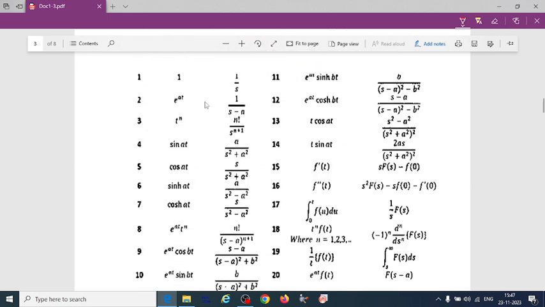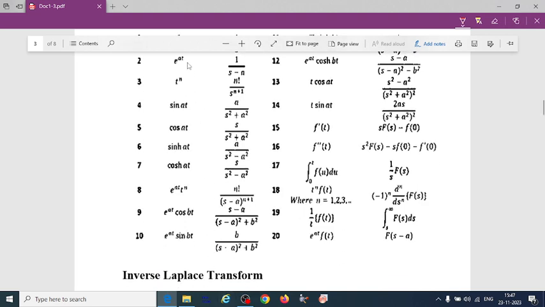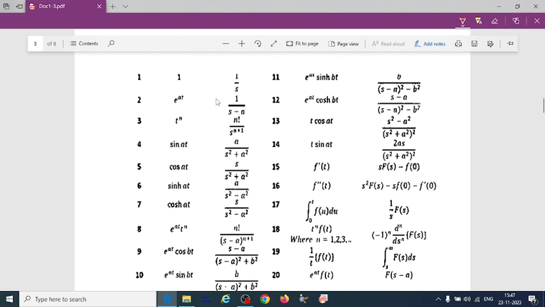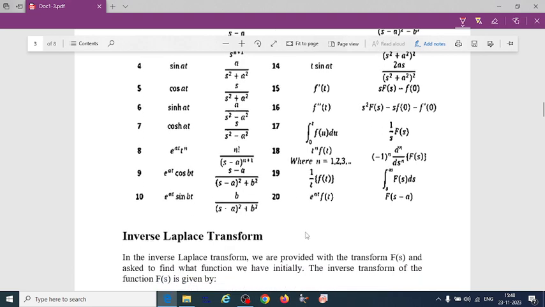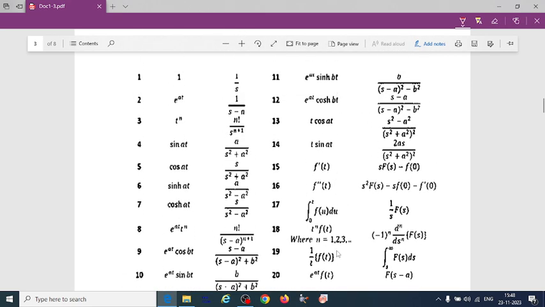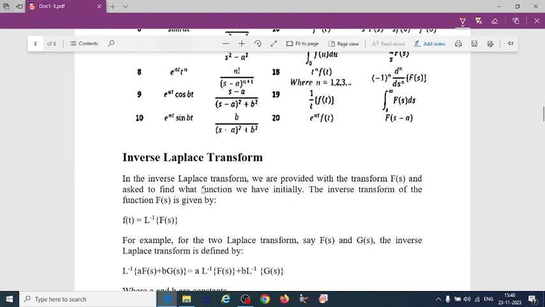Then some of the important formulas to solve a problem. So Laplace transformations of some standard functions have been given. Laplace transformation of 1 is 1 divided by s. You have to practice all these formulas: e to the power a t, t to the power n. Directly you can solve the problem if you know these formulas. So practice all these given formulas here for Laplace transformation. Then you can easily solve the problem.